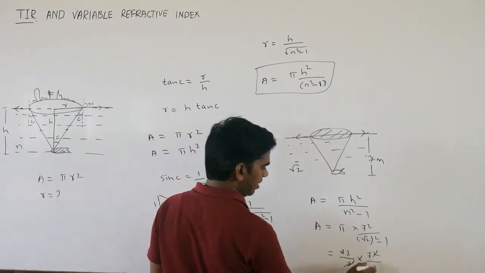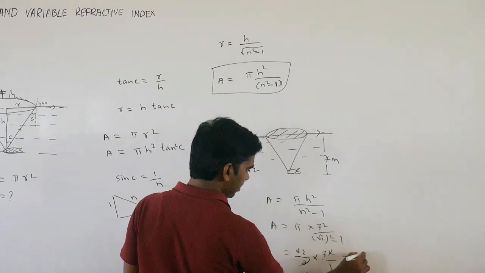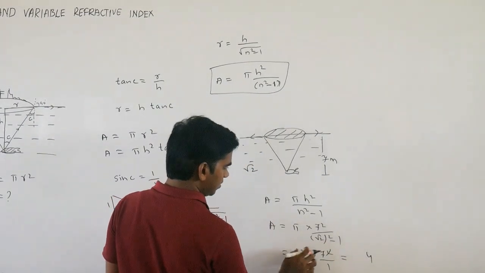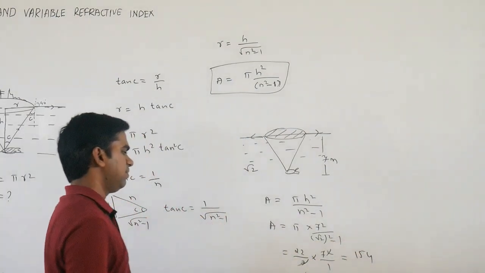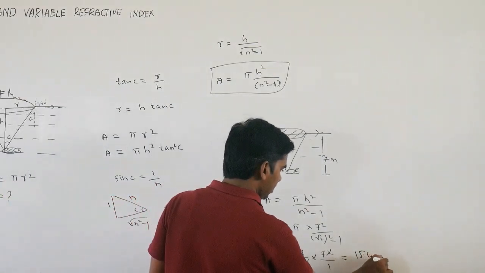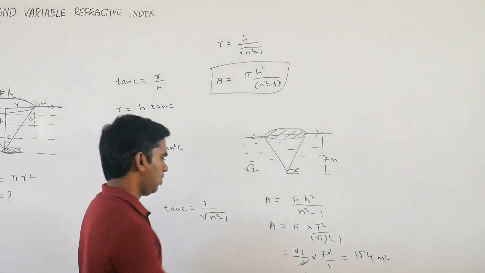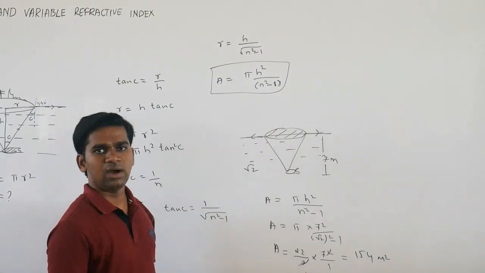Now 177 will get cancelled. So what you will get? You will get 22 into 7. Okay. So 7 2s are 14 and 7 2 29, 154 is going to be your answer. Okay. So this is how we can get the value or area of the circle through which the fish can see the outside world.